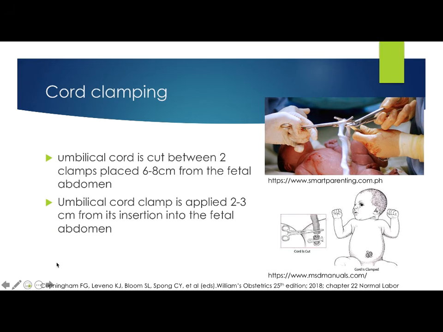So after expulsion, when the fetus is already delivered, we do cord clamping. The umbilical cord is cut between two clamps placed 6 to 8 centimeters from the fetal abdomen. An umbilical cord clamp is later applied 2 to 3 centimeters from its insertion into the fetal abdomen.